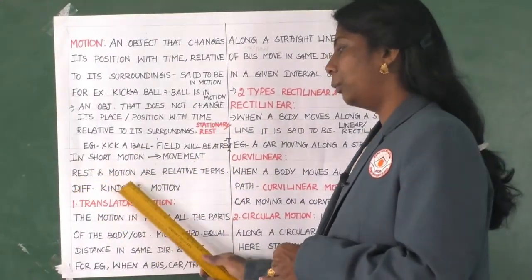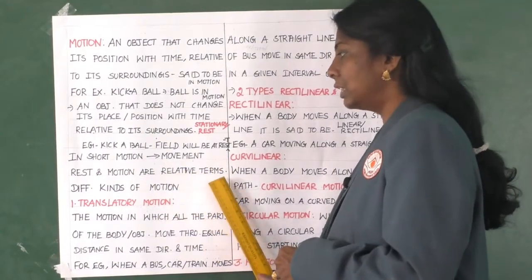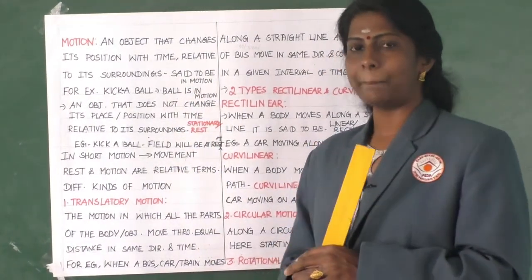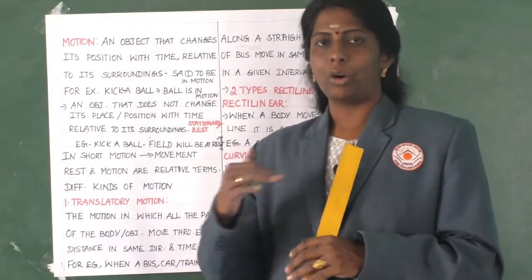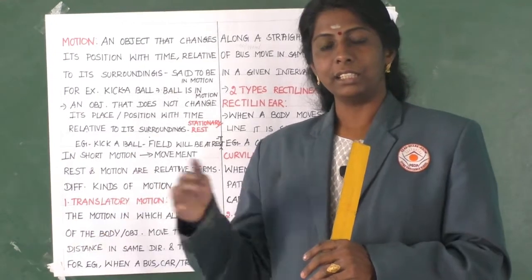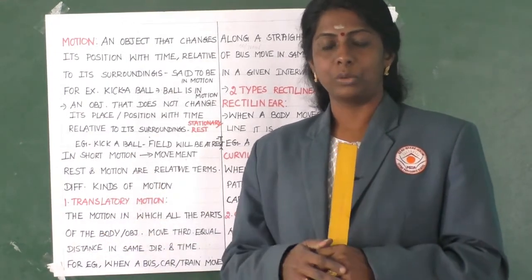Then rest and motion are relative terms. Both the things are relative terms. For an example, if you are traveling by a car or a bus, you might see a pedestrian who is standing outside.